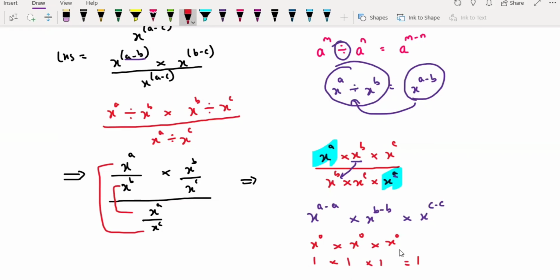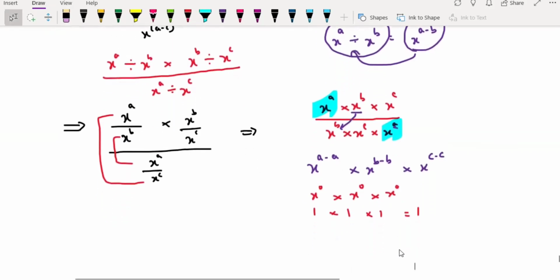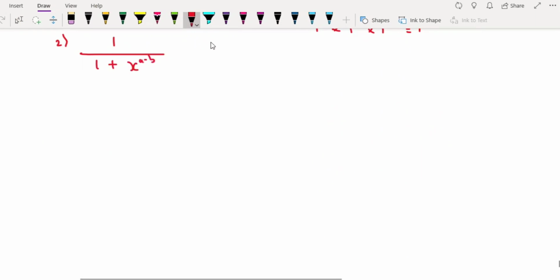Okay. Moving to the second one, without wasting much of your time, let us go with 1 divided by 1 plus x to the power of 3 minus a. The same thing, I'm going to apply the law, the division law, that we applied for the first column for this exponential term.